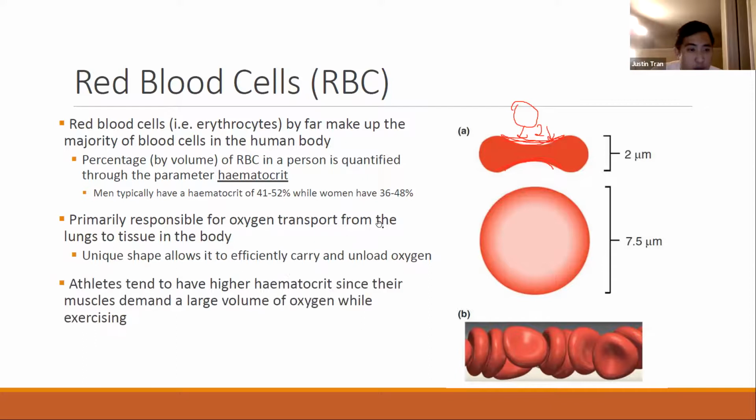If you're an athlete or physically active, generally speaking, athletes have a higher hematocrit than normal people because their muscles demand a lot more oxygen than just Professor Justin who just sits on his butt all day. If there's higher oxygen demand from your body, then the amount of red blood cells in your body has to increase to compensate.